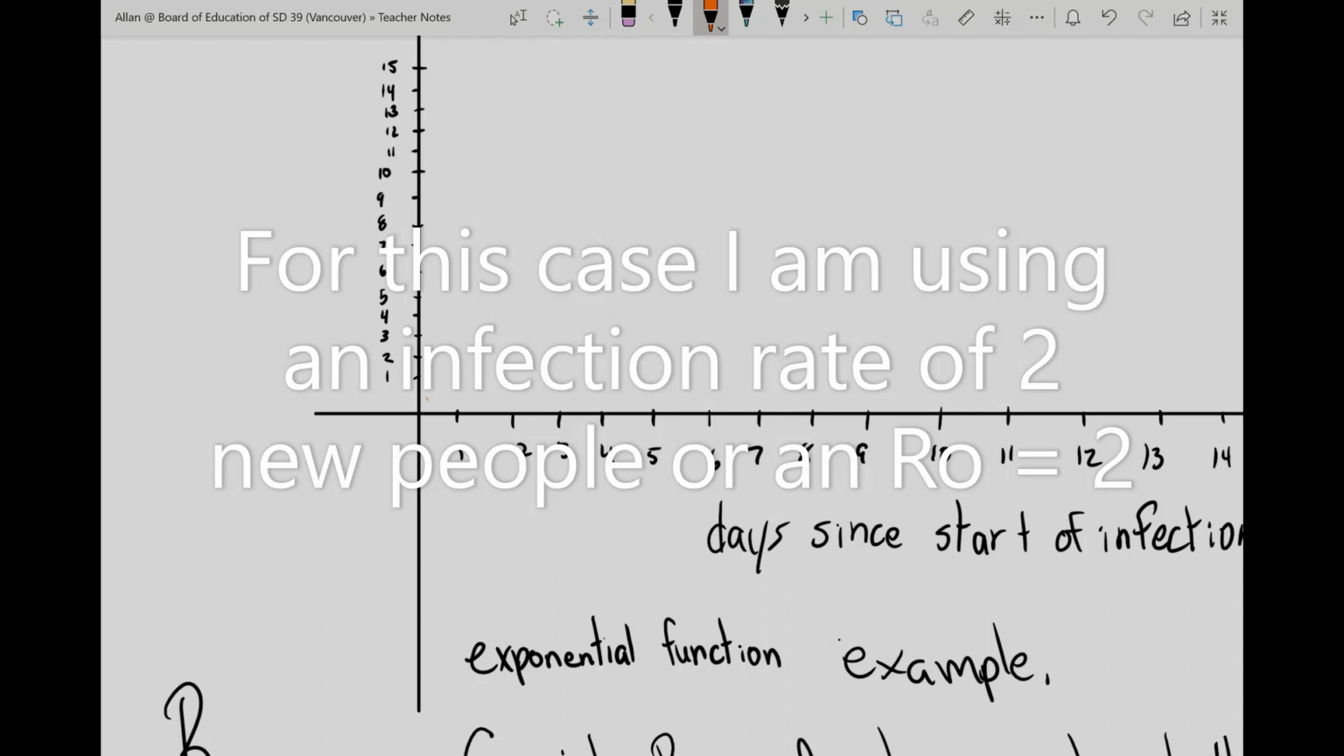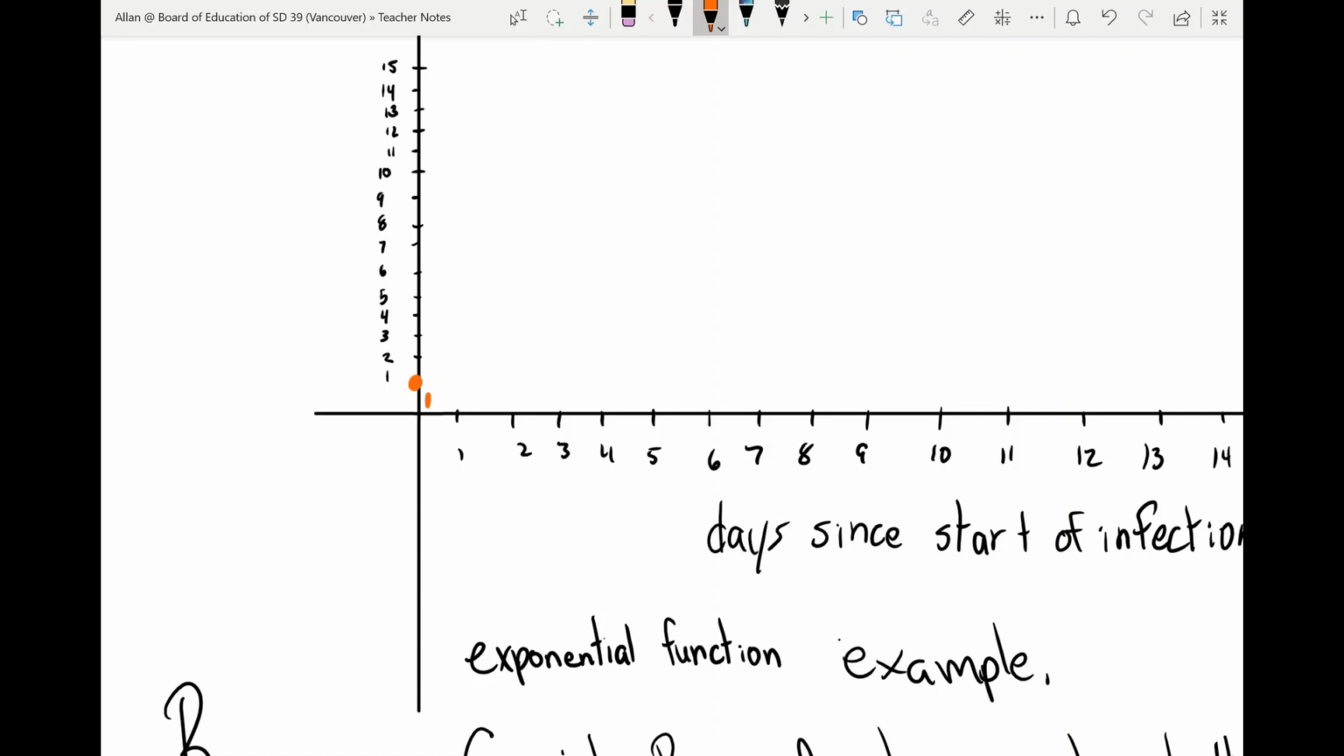So at the very start, we have one infected person. Now, what we're going to do is this one infected person is going to infect two other people. So I'm going to do 1 times 2. And that's going to give me 2. So 2 new people are going to get infected. So that brings my total up to 3.